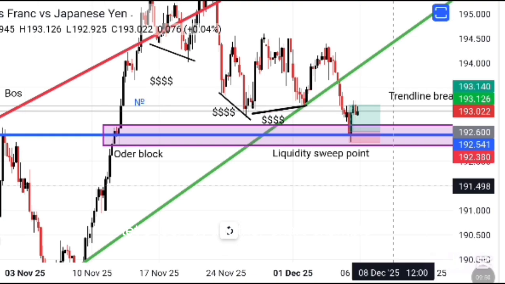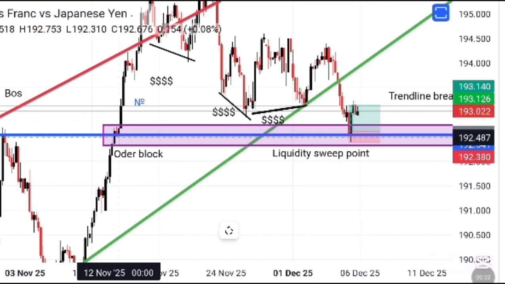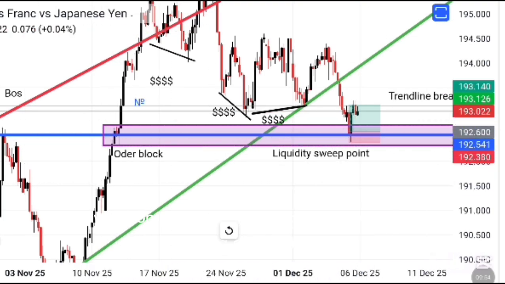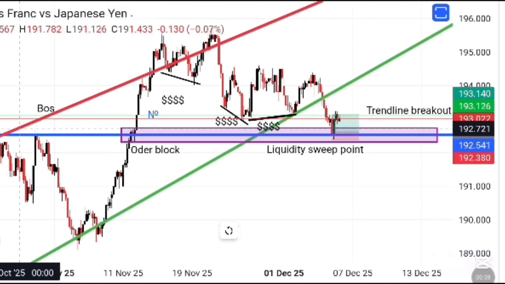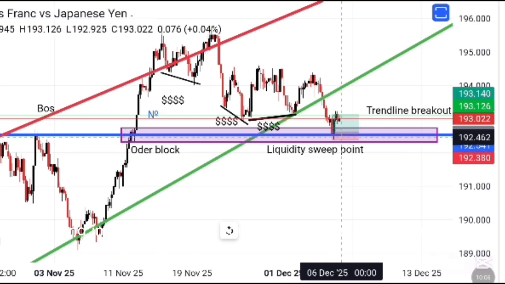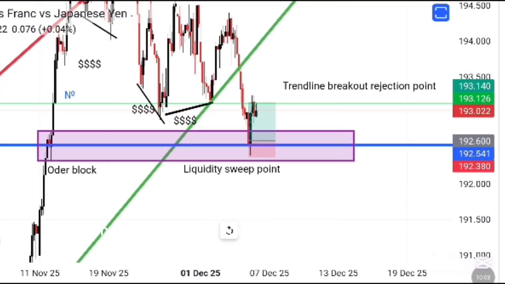Let's look at another chart example. Again, same thing. We have a continuation order block. It broke structure, creating our key level. We also have liquidity to take out. And immediately when price touched this area, it reversed.